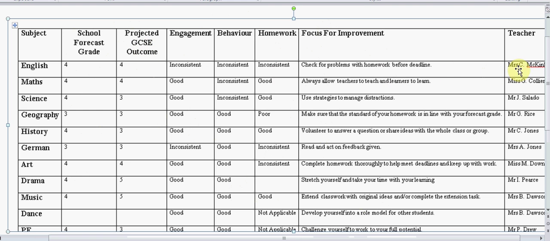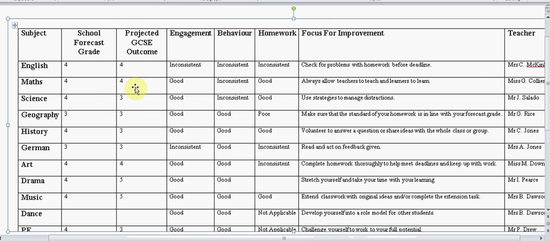So looking at what Mrs. McKinley has suggested here, the forecast grade is a 4, and Mrs. McKinley is saying, yeah, I think they're going to get that. I'm happy with the way they're working at the minute. The tests I've looked at, the assessment I've done in class, suggest that they are working as a student should be. They're going to end up getting a 4 at GCSE. And likewise, Miss Colley has said the same in Maths.